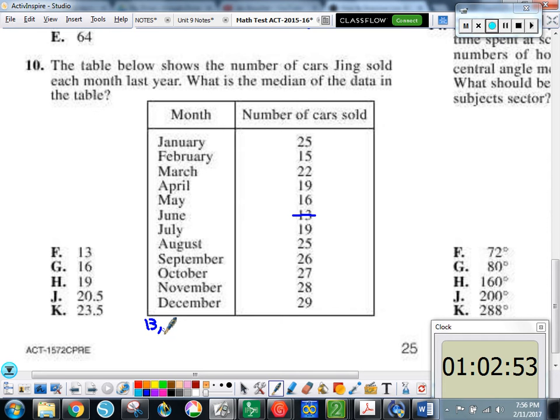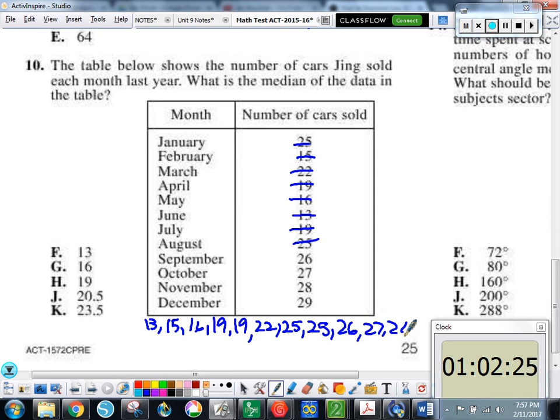So 13, 15, 16, 19, 19, 22, 25, 25, 26, 27, 28, 29. Okay, so the middle, there's 12 months, 1, 2, 3, 4, 5, 6, 7, 8, 9, 12 is between the 22 and 25.